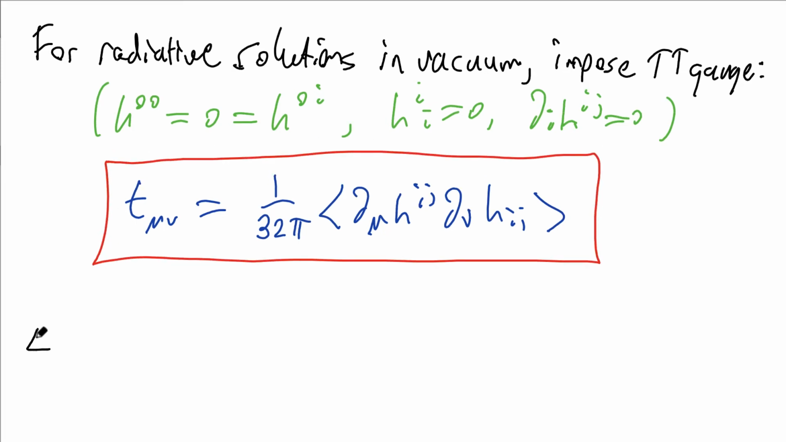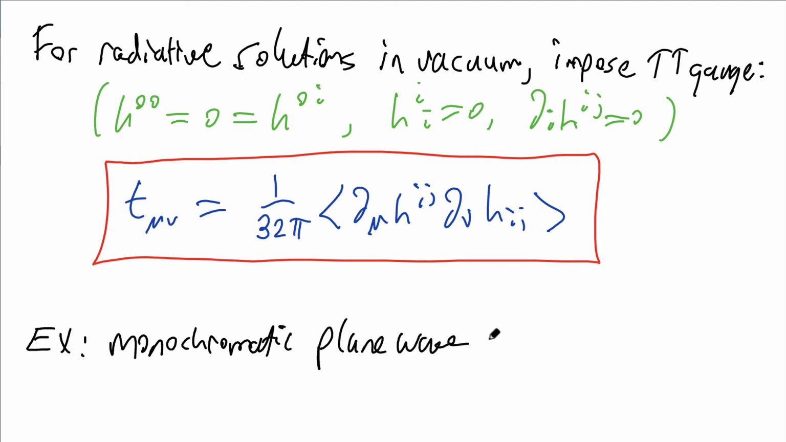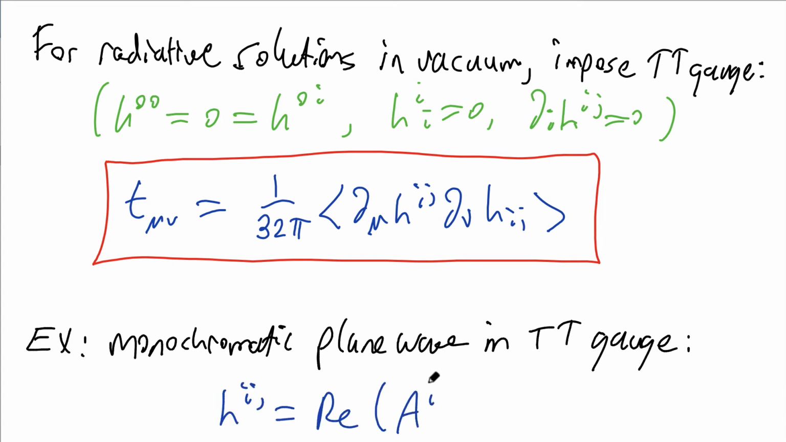Let's finish with an example. A monochromatic plane wave in the TT gauge. In the last lecture, I showed that the metric perturbation is given by the real part of an amplitude A_ij times the exponential of i times k vector dot x vector minus omega t.